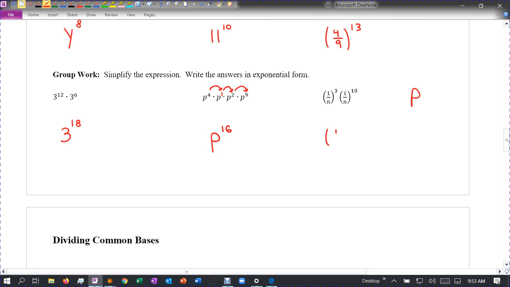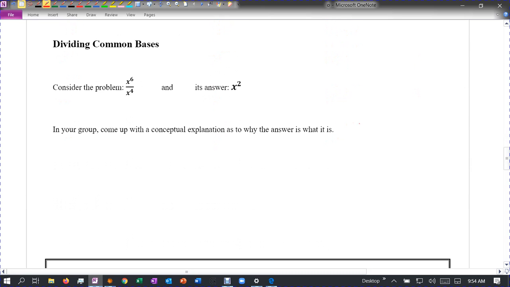Okay, next problem, we have 1 over n. That's a weird base, but that's what it is. And we add up these two exponents, so we just get 13. Okay, so you can see when we multiply common bases, we just add up the exponents. What happens if we divide common bases?